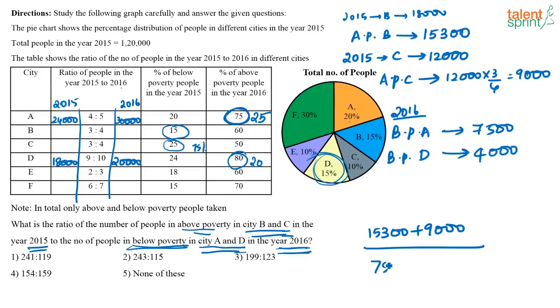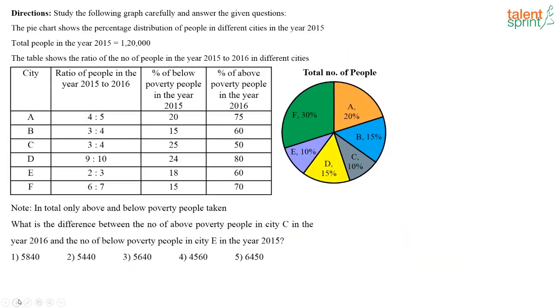So what is the ratio that you are looking for? This is the ratio that you are looking for, which is equal to 243 divided by 150. Option 2. Yes. Next one. Since we are just practicing, I am just solving it here so that you understand what is given in the table and how do we do it. That's all. Okay. So try this one and give me the answer.